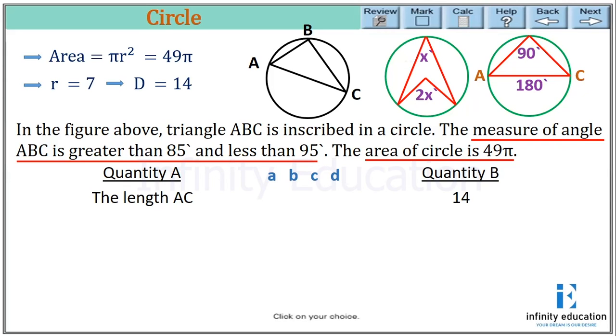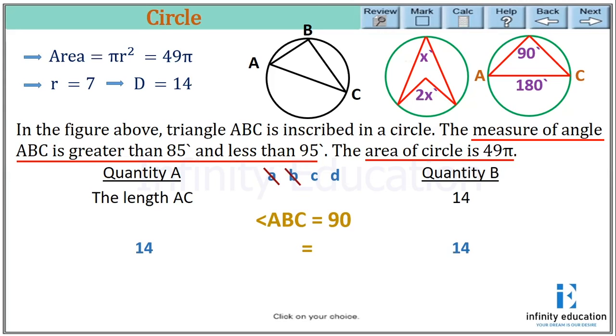Now it is given ABC is greater than 85 and less than 95. So if we consider ABC as 90 degrees, that means AC should pass through the center, AC being the diameter. AC will be the diameter, so they make 180 degrees only when I get the circumference angle as 90 degrees. So I can say AC is 14 now, and quantity B was given as 14, so both of them are equal. So I can eliminate A and B.